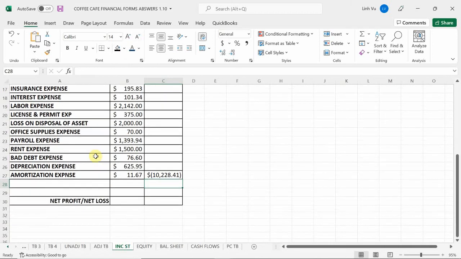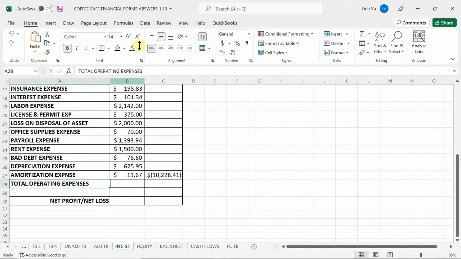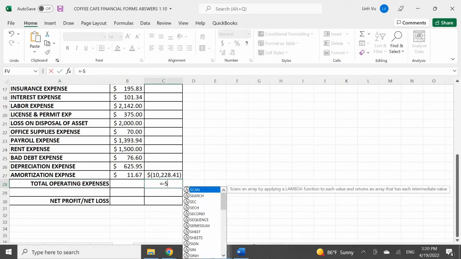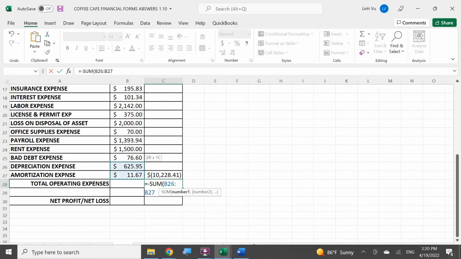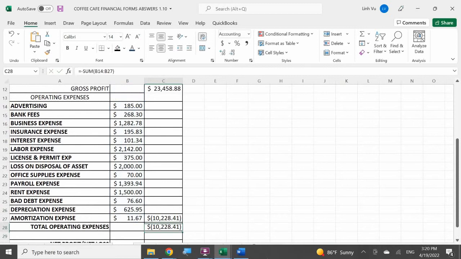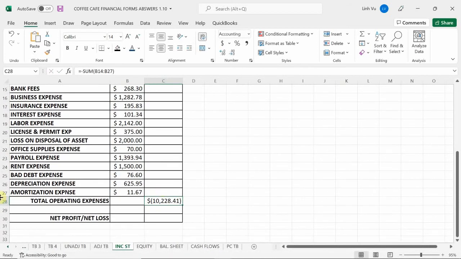Okay, let me go ahead and make this note here. Total operating expenses. Oh, I put in the wrong line, so let me redo this. Okay. So there you go. That's my total operating expenses.